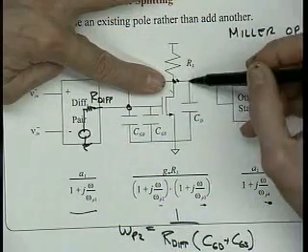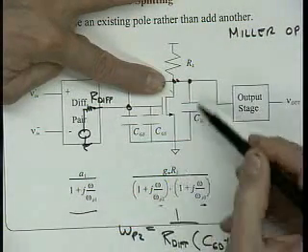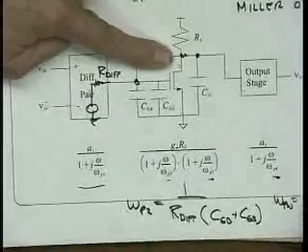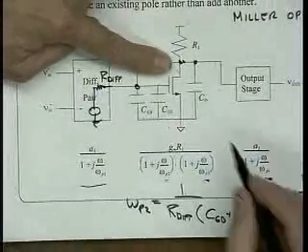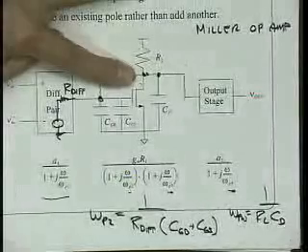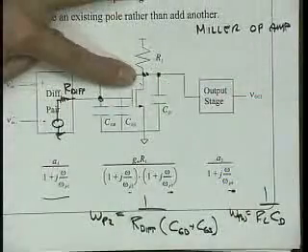There's another pole associated with the output, and let's forget about the input capacitance to the next stage, and let's just worry about this capacitance right here. Omega P3 will be equal to 1 over RL times CD. Okay, everybody buy that? So the time constant of the output and the time constant of the input.